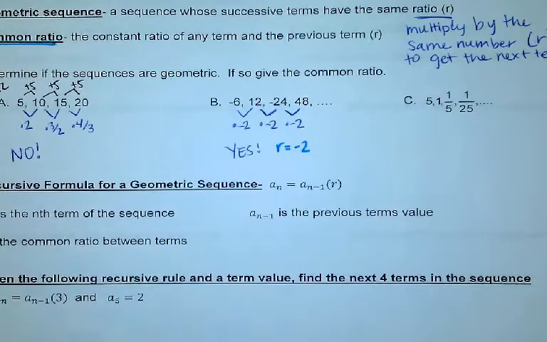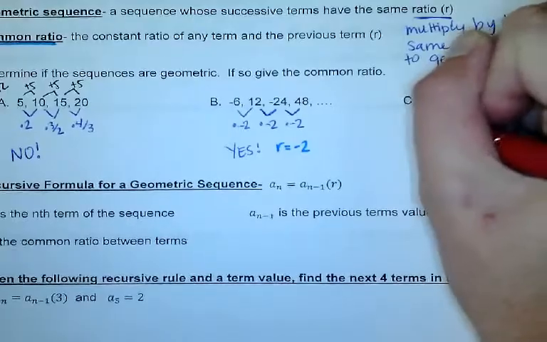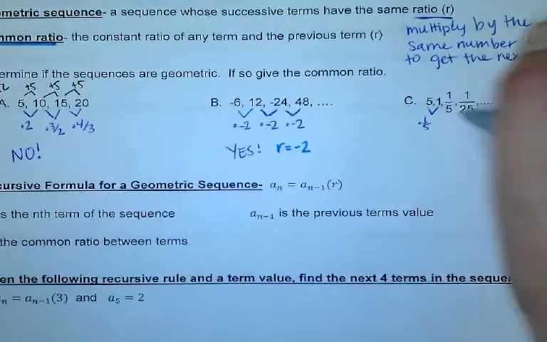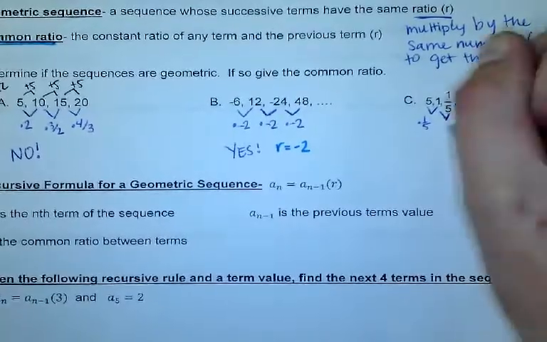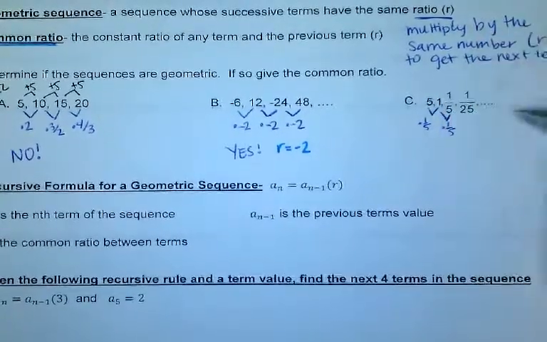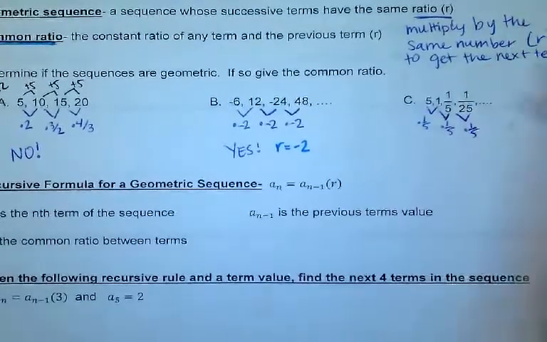Let's look at C. What are we multiplying by to get from 5 to 1? Thank you, Will. We're going to be multiplying by 1/5. Now, Will, what are we going to multiply by to get from 1 to 1/5? 1/5 again. And then to get from 1/5 to 1/25, we multiply by 1/5 again.